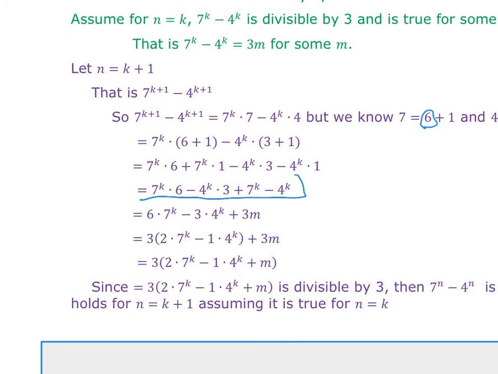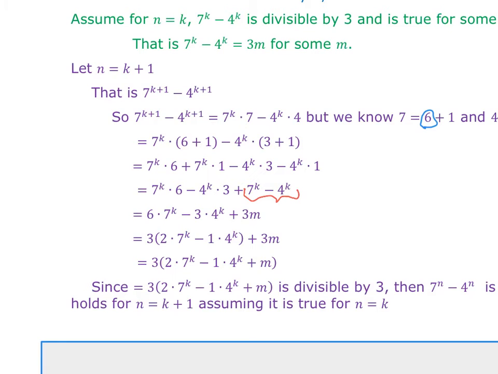For this step right here, I just rewrote it from here to here, where I have my 7^k times 6 here and here, and then I took this portion right here and I just moved it right here. So I wrote 7^k times 6 minus 7^k times 3. All right? That means this term just gets moved back a little bit, and this term is still at the very end.